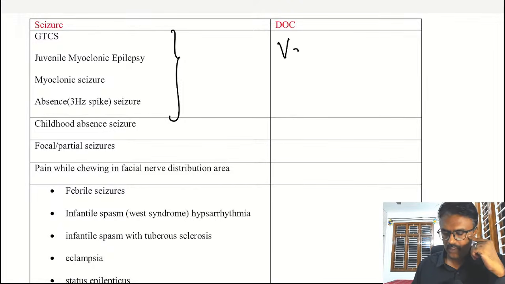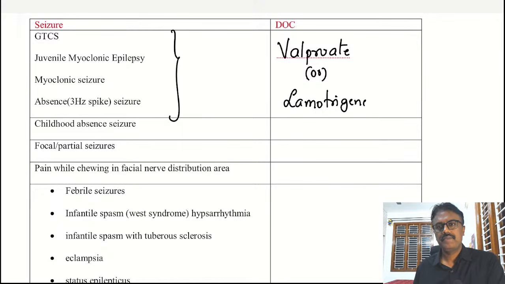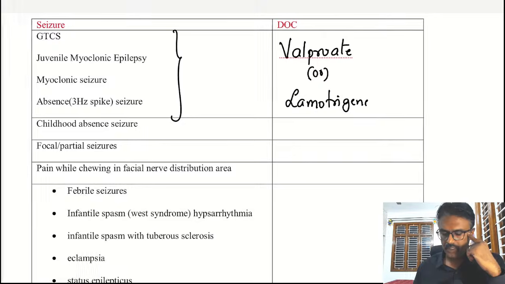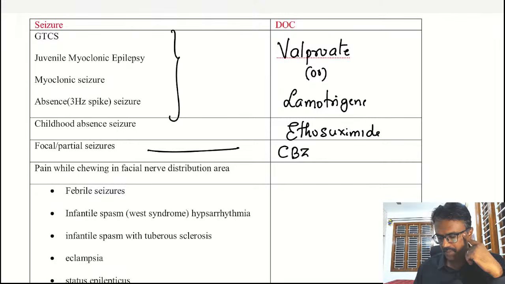The drug of choice is valproate. If not there, we can give a drug by the name lamotrigine. Childhood absence seizure, just now we discussed, the name is ethosuximide. Focal or partial seizure, we use carbamazepine or lamotrigine.